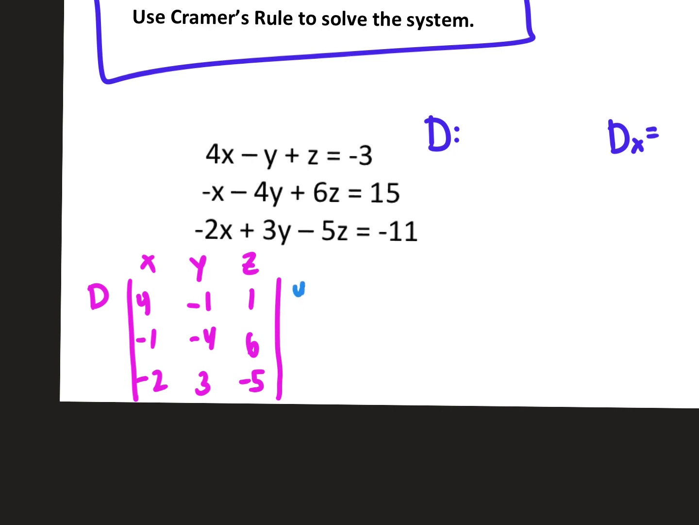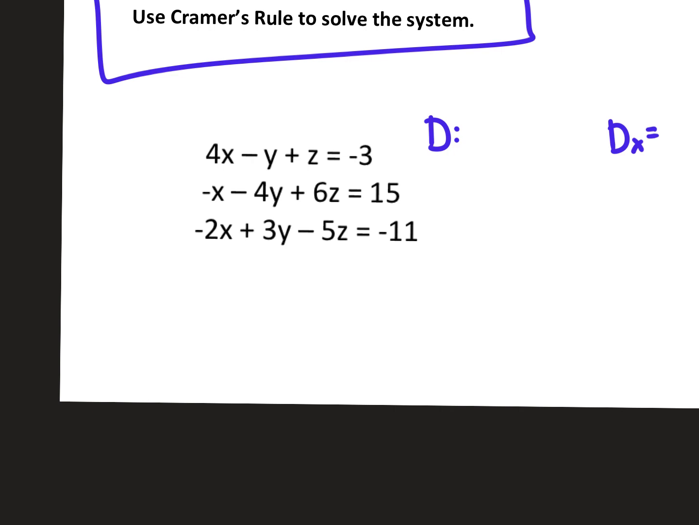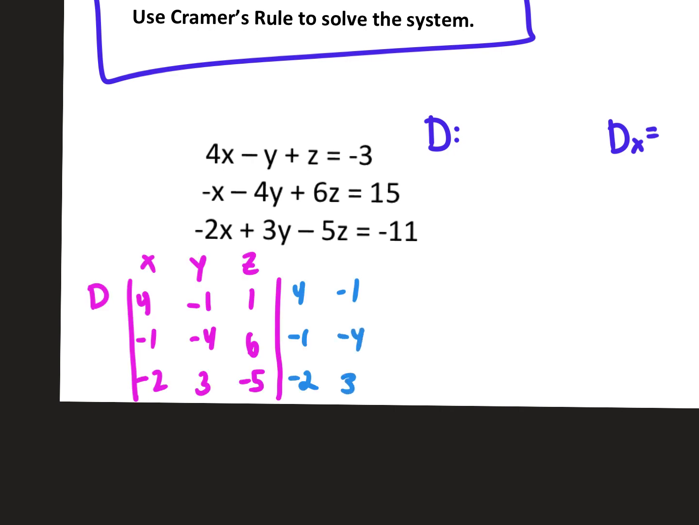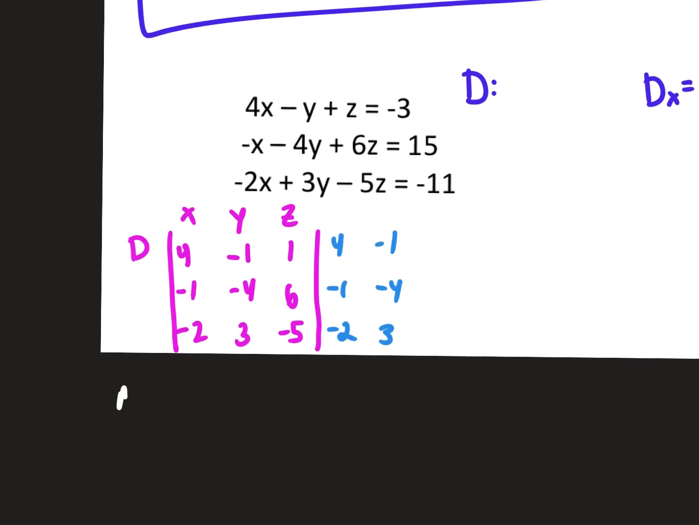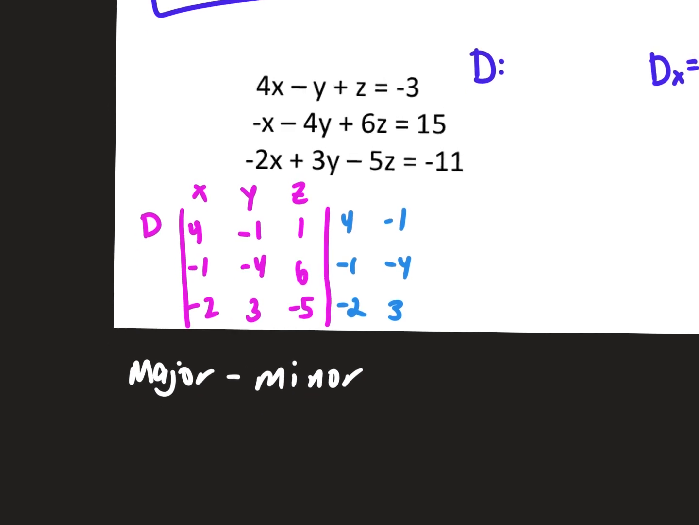So just go back and check: okay, all my negatives, everything's there. Recopy the first two columns, so 4, -1, -2, then -1, -4, 3. Remind yourself, guys, it's major minus minor. If you do it backwards, you're going to get your signs wrong. Is there a big difference between a negative number and a positive? Yes, so make sure your signs are correct. Again, use your color pencils, whatever you need.